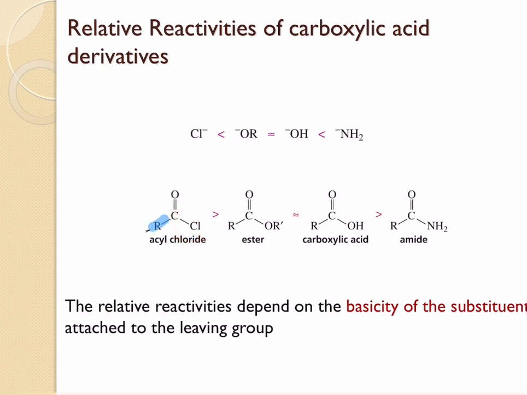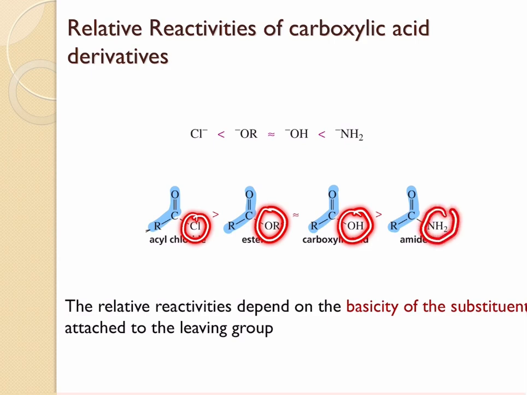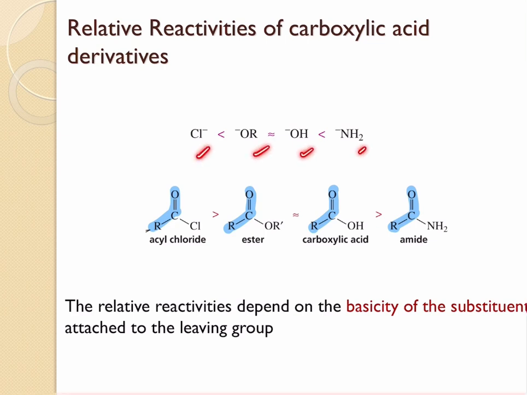Let's say that these are all your acyl groups. And here are the groups that are attached to the acyl groups, and the reactivity of the carboxylic acid derivatives is going to depend on these groups, Cl minus, OR minus, OH minus, and NH2 minus.